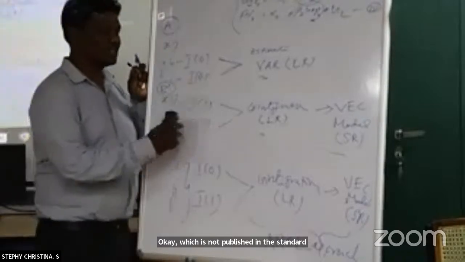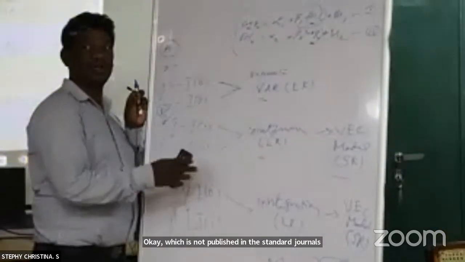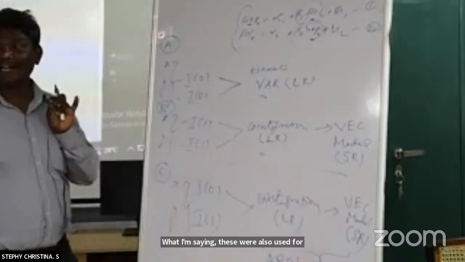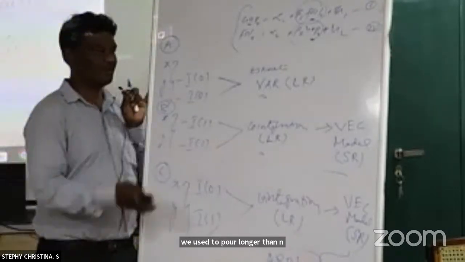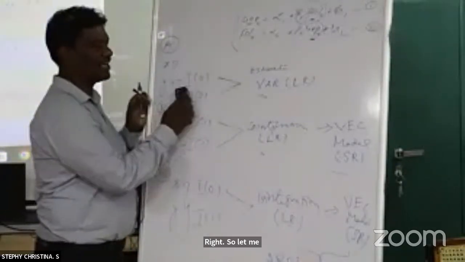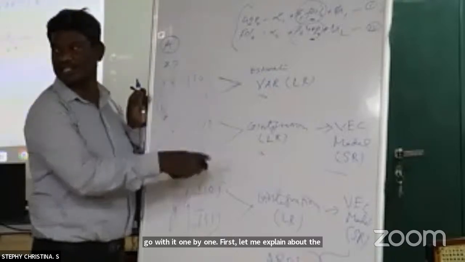But this is an econometric procedure. What I'm saying is, this VAR is also used for long run and short run. Okay, fine, so let me go one by one. First, let me explain the VAR model. Have you noted this, right?